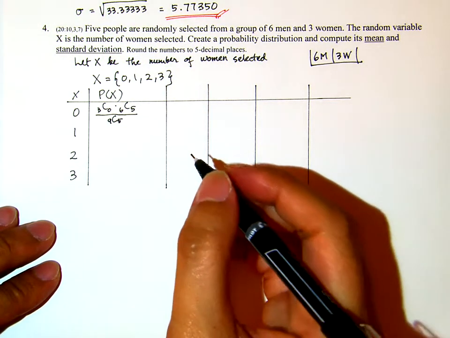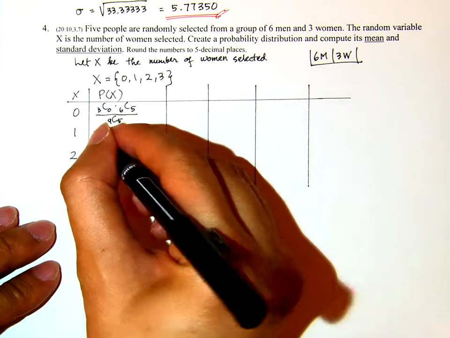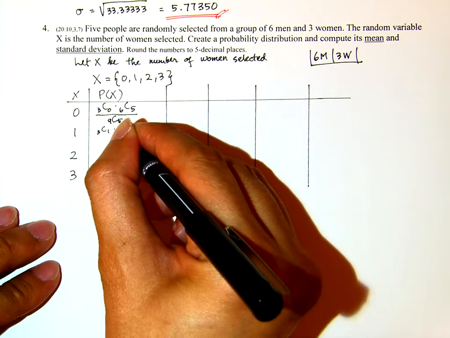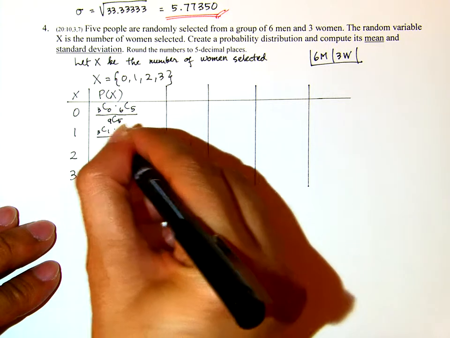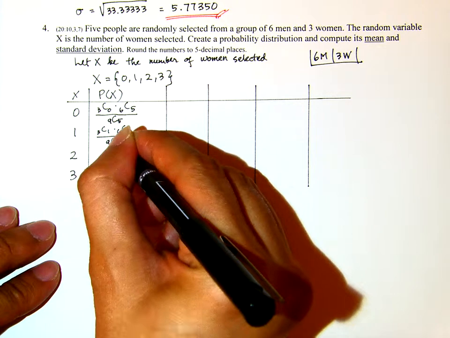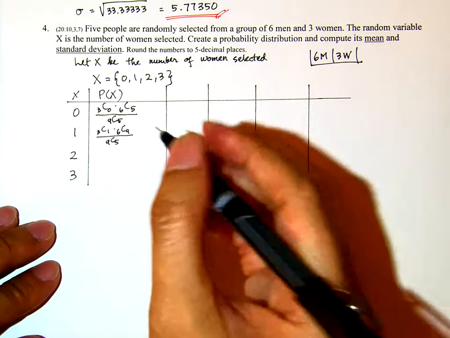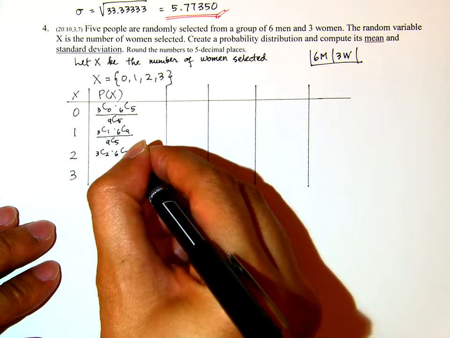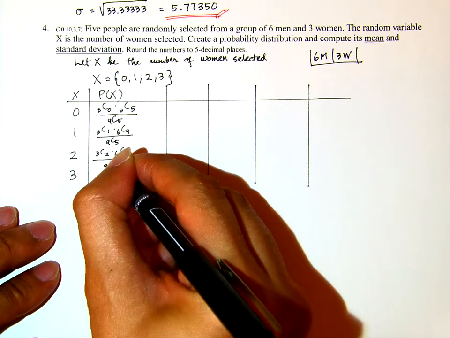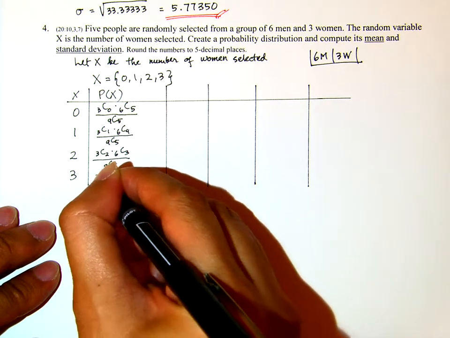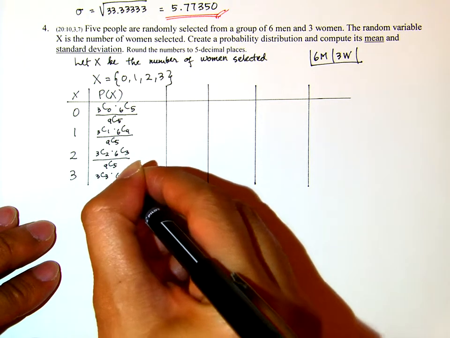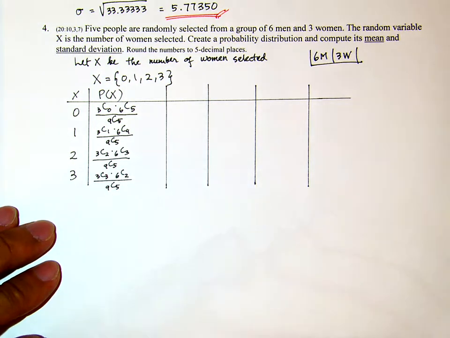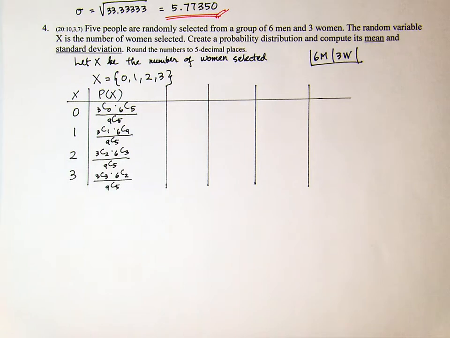Okay. Now for the probability that you get 1 woman, it means that from those 3 women, you choose 1 of them, and then of those 6 men, you choose 4 of them. Divided by 9, choose 5 ways to select 5 people from 9. Okay, and then this will be 3, choose 2, times 6, choose 3, big over 9, choose 5, and lastly 3, choose 3, times 6, choose 2, big over 9, choose 5. Okay, now and then I will compute this.